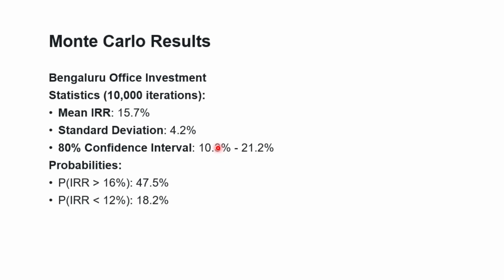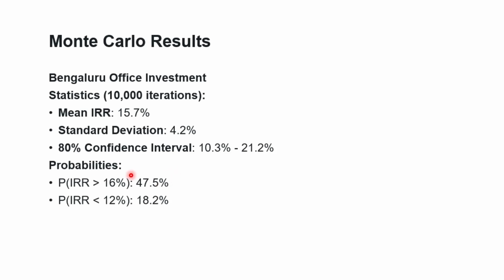The probability analysis answers specific questions. There is a 47.5% chance of exceeding 16% IRR, slightly less than a coin flip. There is an 18.2% chance of return below 12%. Roughly 1 in 5 probability of disappointing results. So this information is actionable. You can decide whether a 47.5% chance of exceeding 16% return justifies an 18.2% chance of sub 12% returns. Different investors will reach different conclusions based on their risk preference.